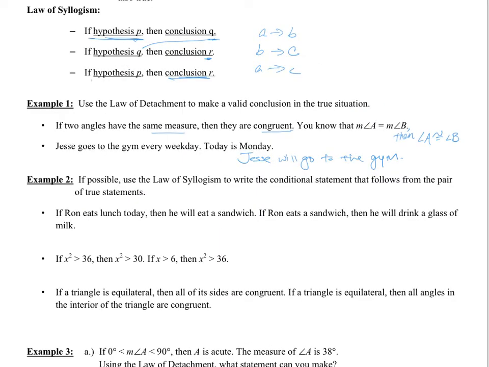Example 2. If possible, use the law of syllogism to write the conditional statement that follows from the pair of true statements. If Ron eats lunch today, then he will eat a sandwich. If Ron eats a sandwich, then he will drink a glass of milk. So we can conclude that if Ron eats lunch today, he will drink a glass of milk.